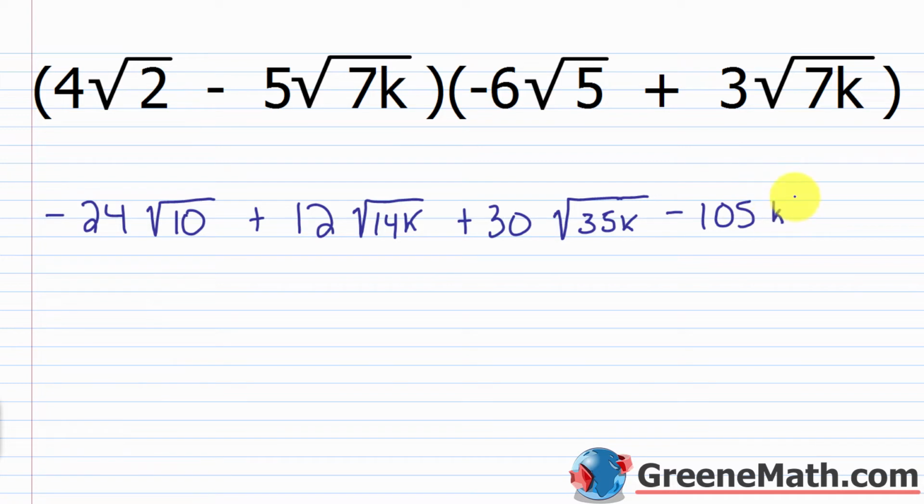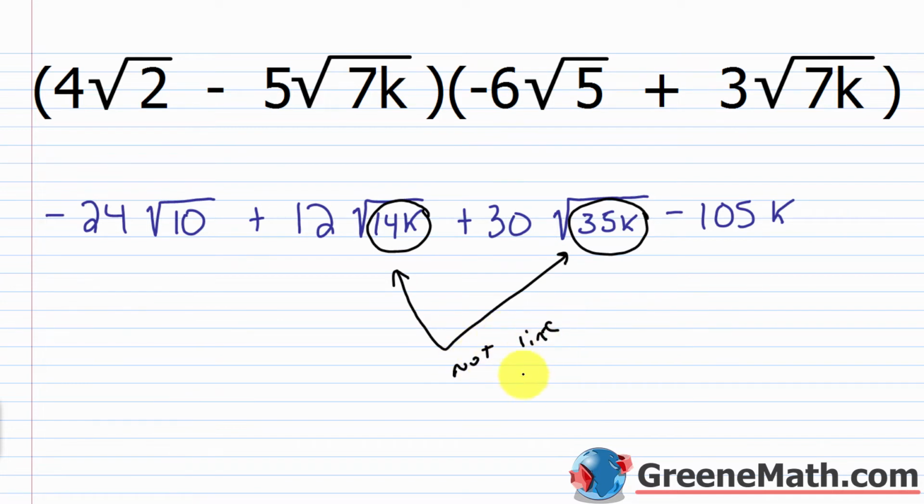So what can I simplify here? Well, the answer to that is nothing. This is 14k. This is 35k. That's not the same. These are not like radicals. Okay, very important that you understand that.